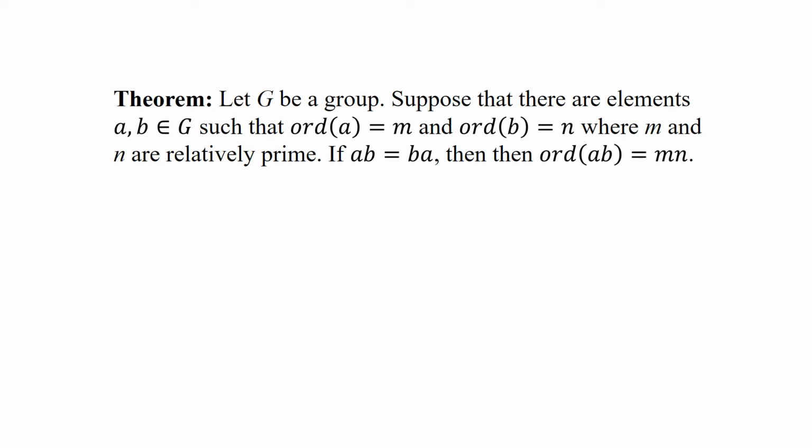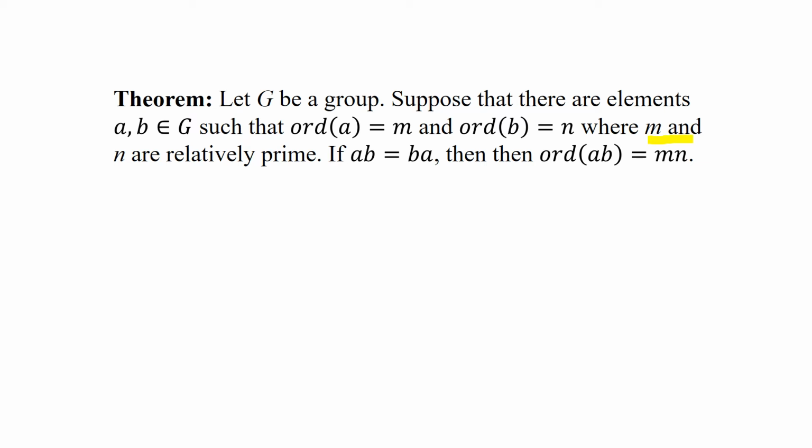Another big topic is the relationship between the order of two elements and the order of their product. In this theorem, there's a very nice relationship between the order of a, b, and the order of ab. But I want to emphasize that this occurs in a very narrow setting. In this setting, I have a group. I have two elements, both of finite order. Order of a is m, order of b is n. But I'm assuming that m and n are relatively prime.